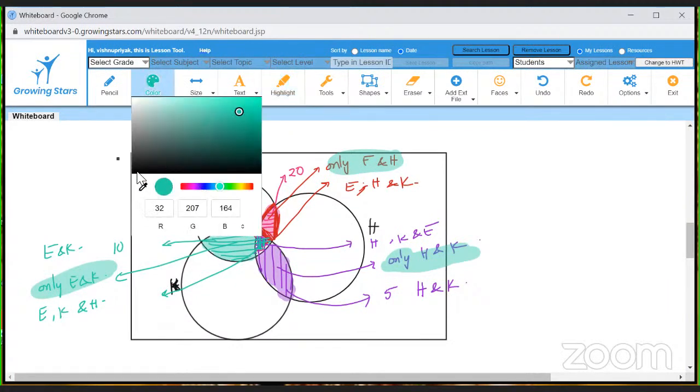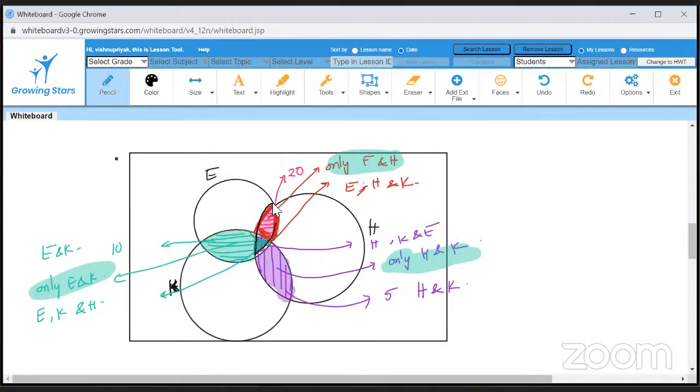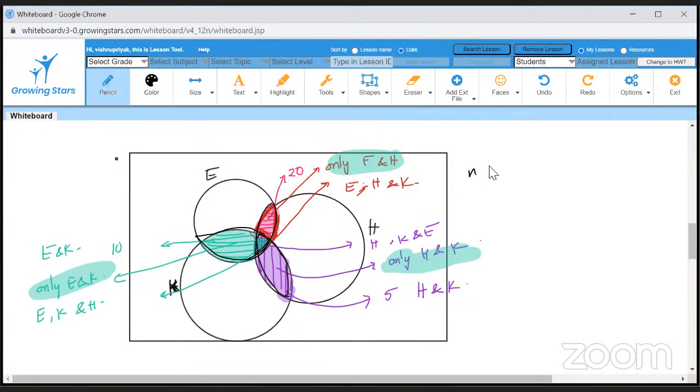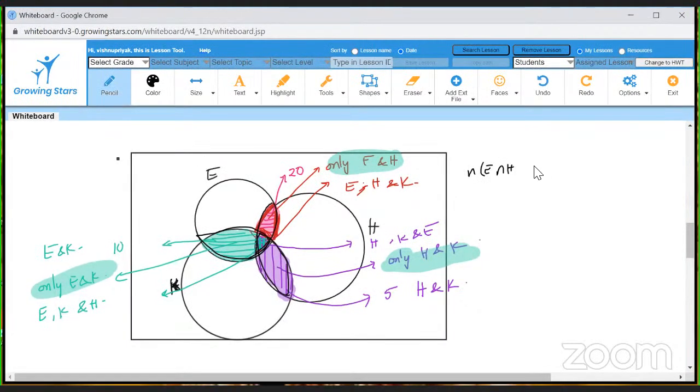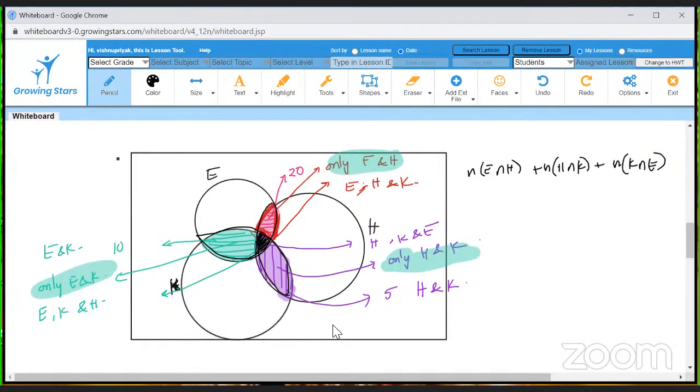Then what will you do? When you take this one first time, then second time, and then third time, when you are adding English and Hindi, plus Hindi and Kannada, plus Kannada and English, this triangle region is added 3 times.